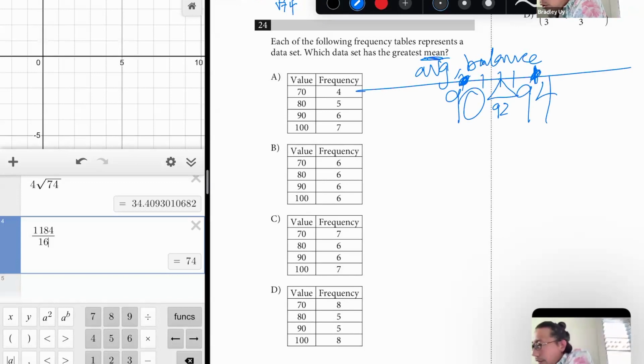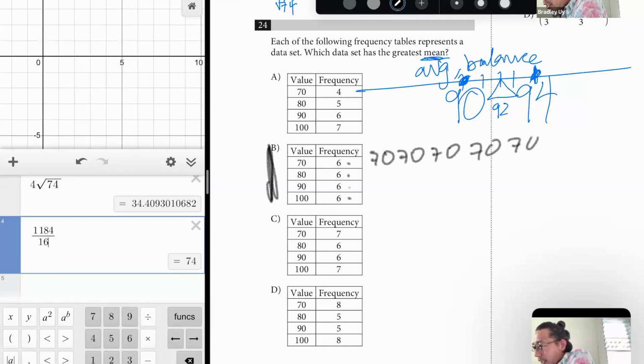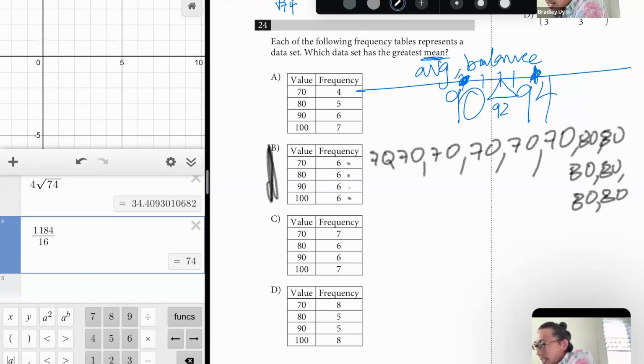So if you look at these options, B, the balancing point of all this, you basically took 24 tests. You can think about that as 24 tests. You have 6 70s, so 70, 70, 70, 70, 70, 70. And other tests, you scored 80. How many times? 6 times. Comma, comma, comma, comma, comma. And you scored 80 six times, etc., etc. And you had 6 90s and you had 6 100s, perfect scores.